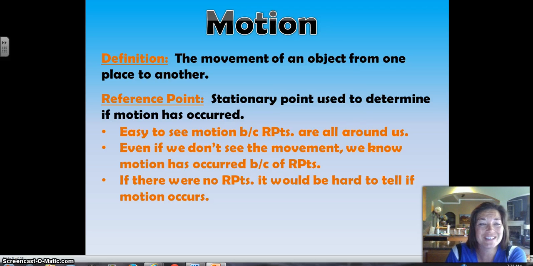Even if we don't see the motion occurring, we know that it's happened because of reference points. For example, if your teacher was walking around the room and you were writing and then you looked up a moment later and your teacher was in a different part of the room, you might not have seen them move, but because their position relative to the reference points around them is different, then you know motion occurred. If there were no reference points, it would be very hard to tell if motion has occurred.